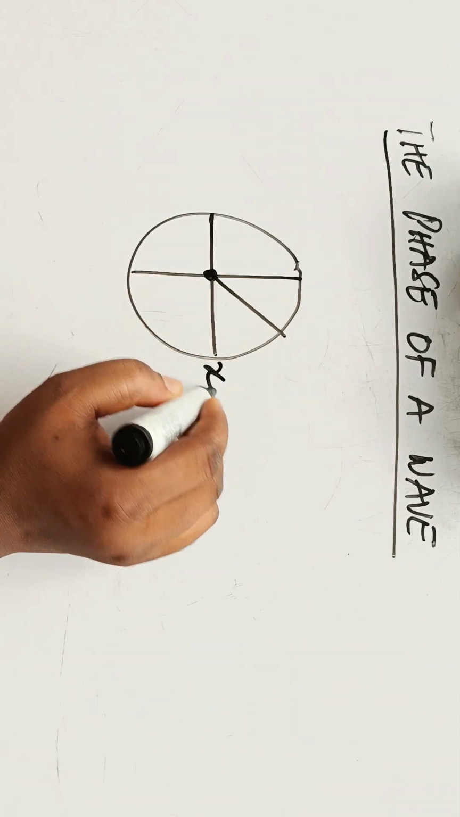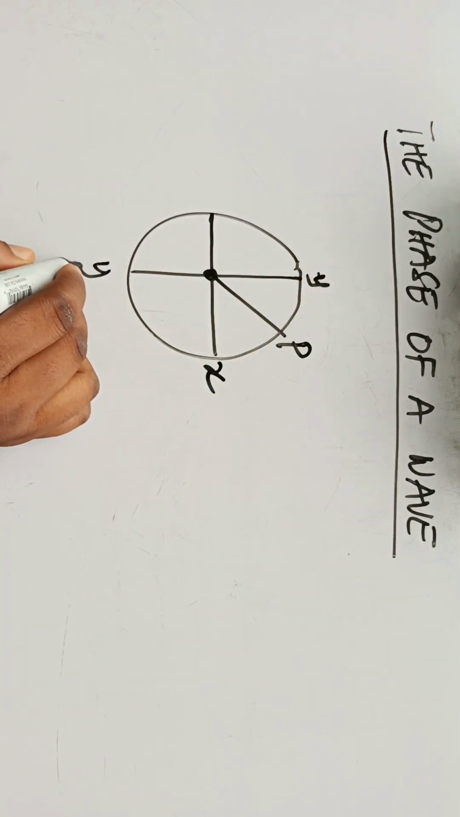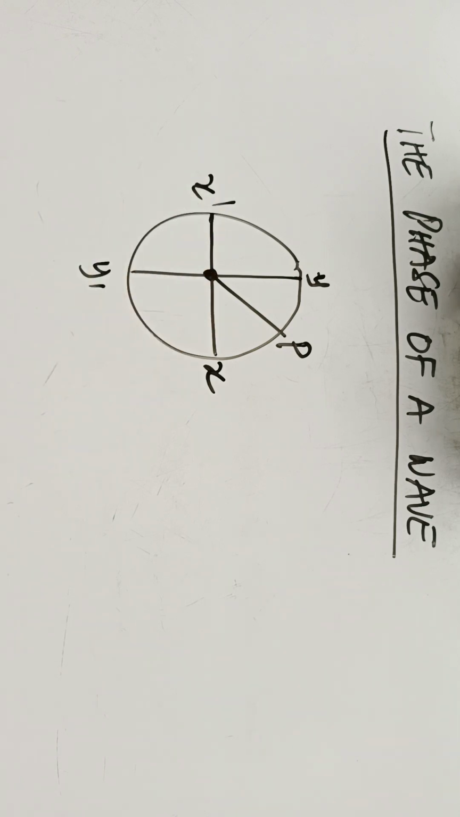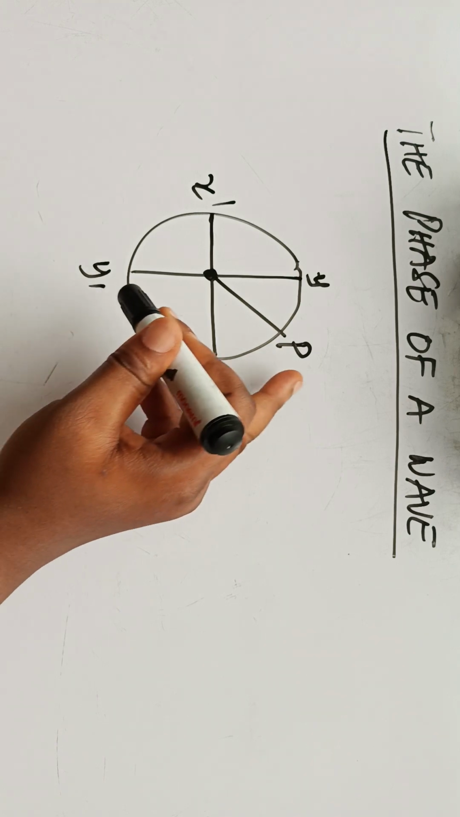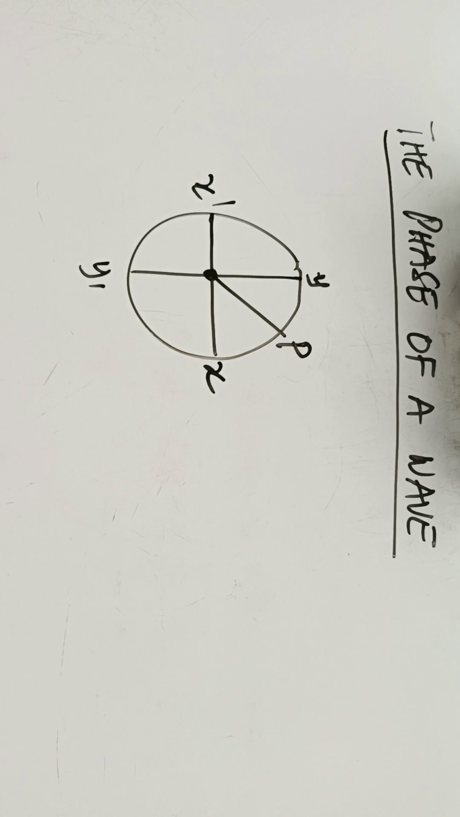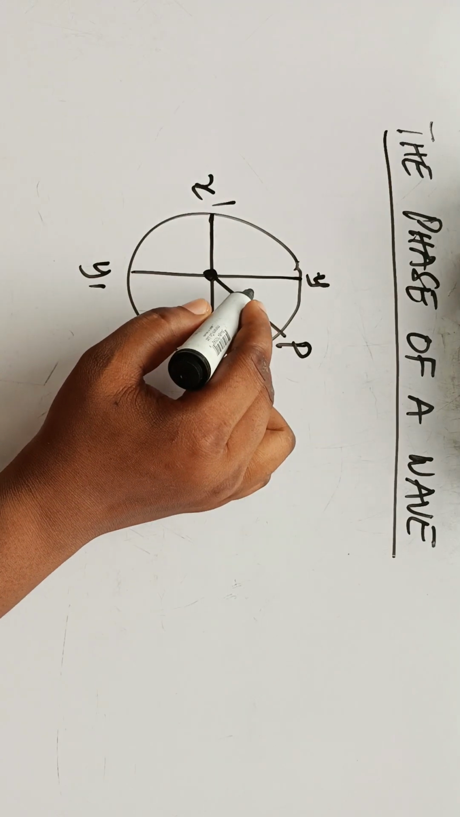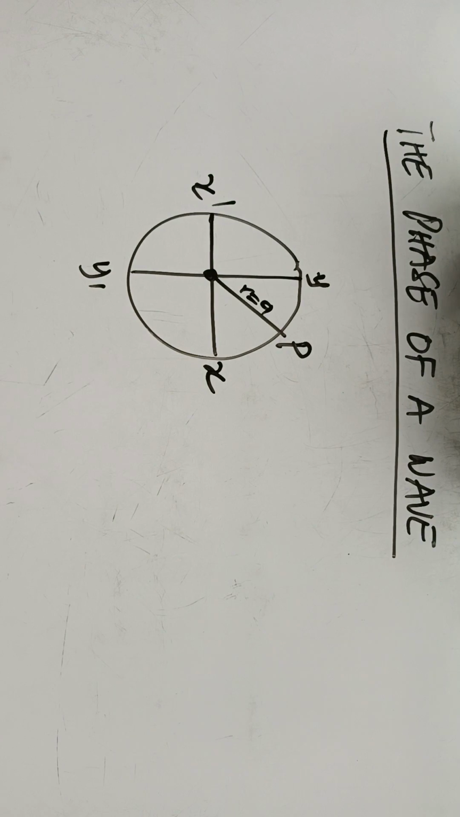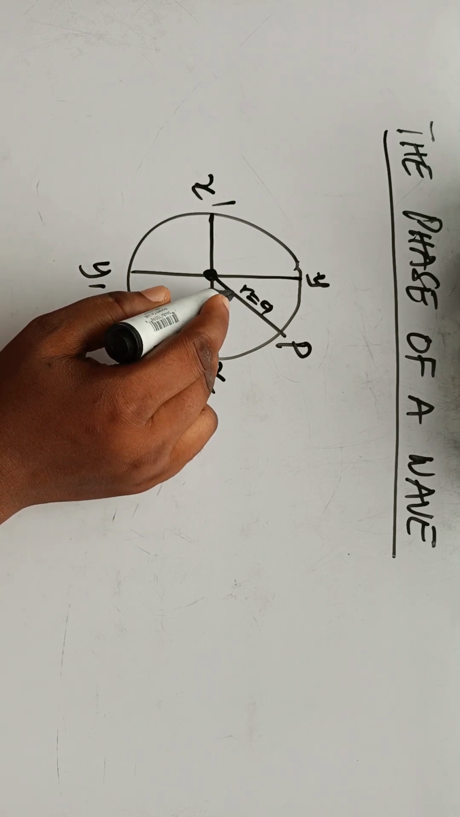Let's say that is X, Y, P. Let's say that is Y prime, that is X prime. What we're trying to say is let's consider the particle P. This particle P is moving in a circle of radius a. So radius is equal to a, and this a represents the amplitude of the wave with an angular velocity omega. So at this point, we are having this angle here as a phase angle.